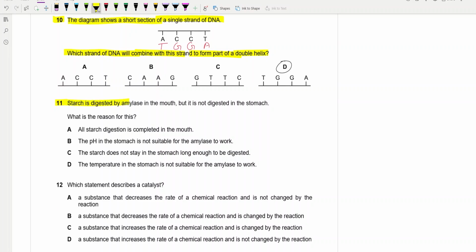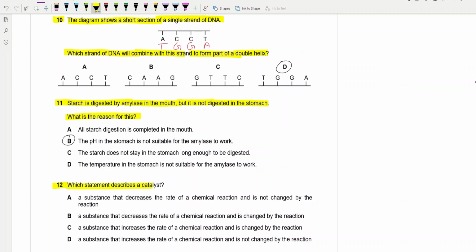Question number 11. Starch is digested by amylase in the mouth, but it is not digested in the stomach. What is the reason for this? Starch is not digested in the stomach because the pH is too low for the enzyme. So the correct option would be option B. The pH in the stomach is not suitable for amylase to work.